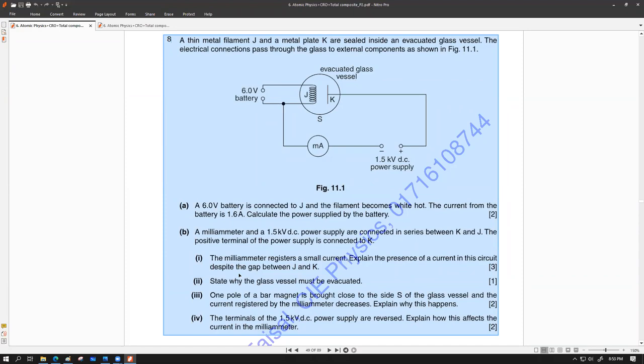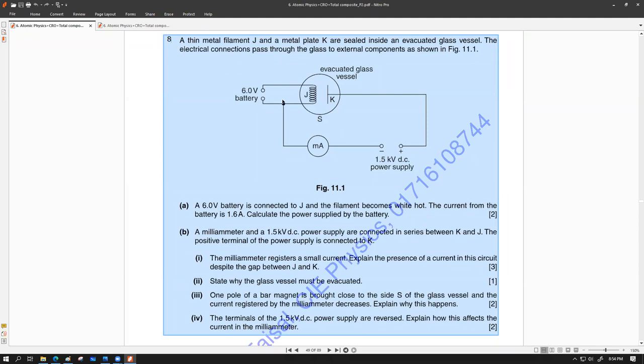When the coil is heated enough because of thermionic emission, electrons will be freed from the coil J, which is the cathode coil, and the electrons will move through the vacuum from J to K. These electrons will not get absorbed by the atmosphere because there is no atmosphere, and because the electrons can complete the circuit by moving from J to K, this circuit is going to register a current.